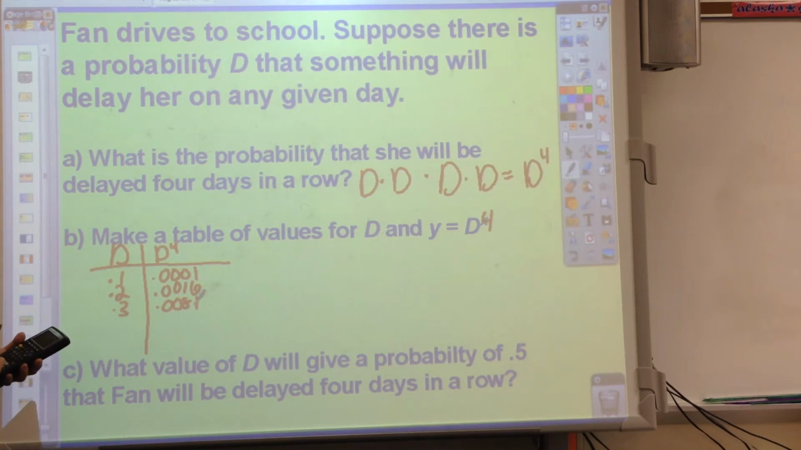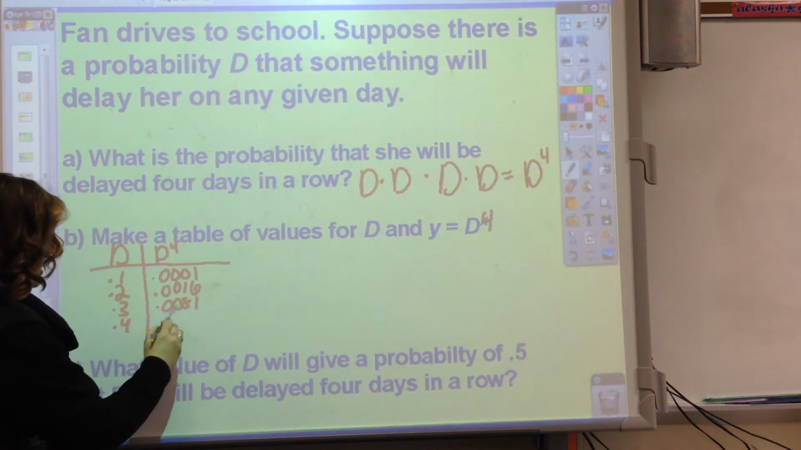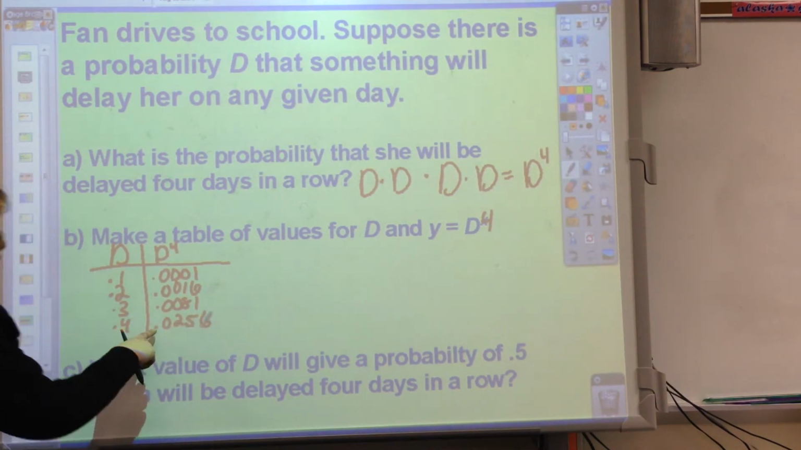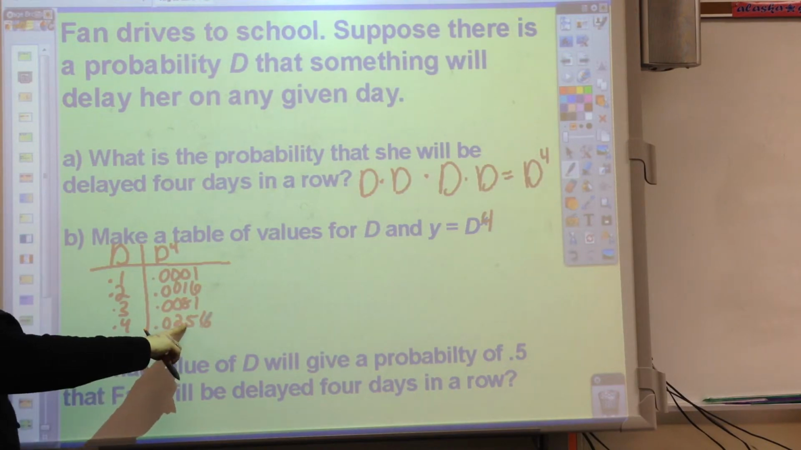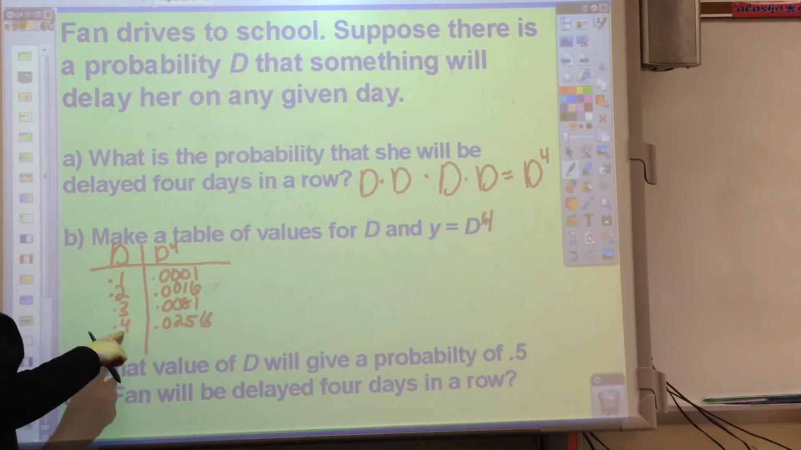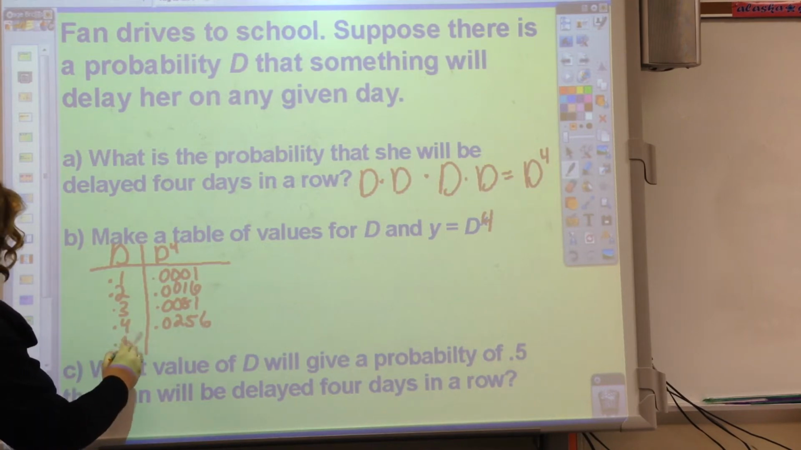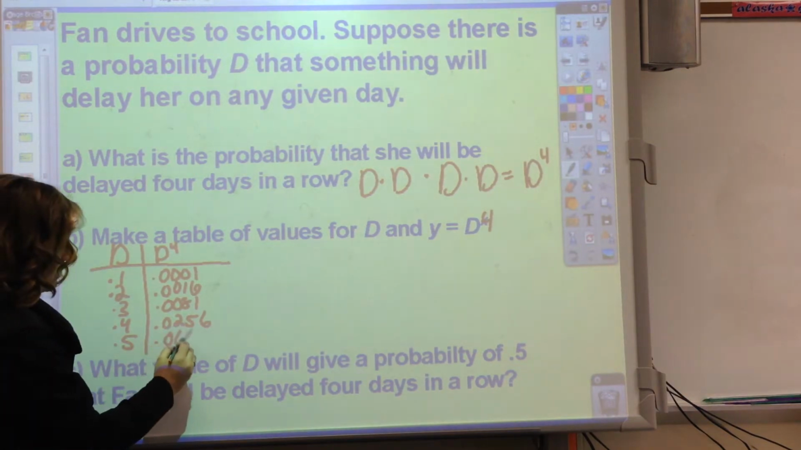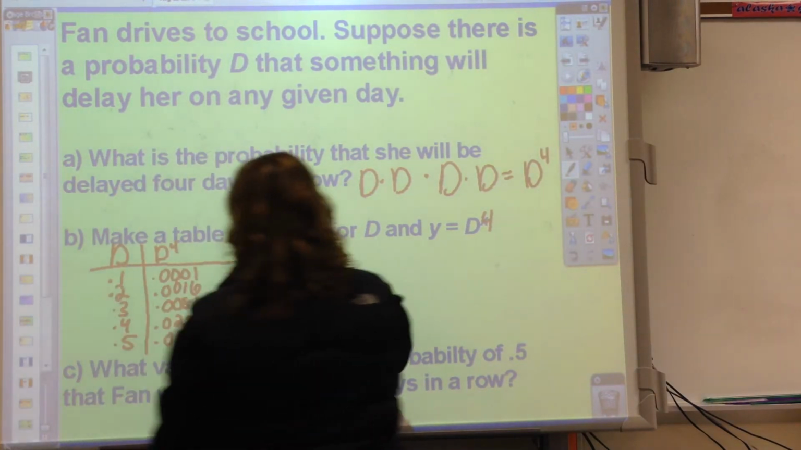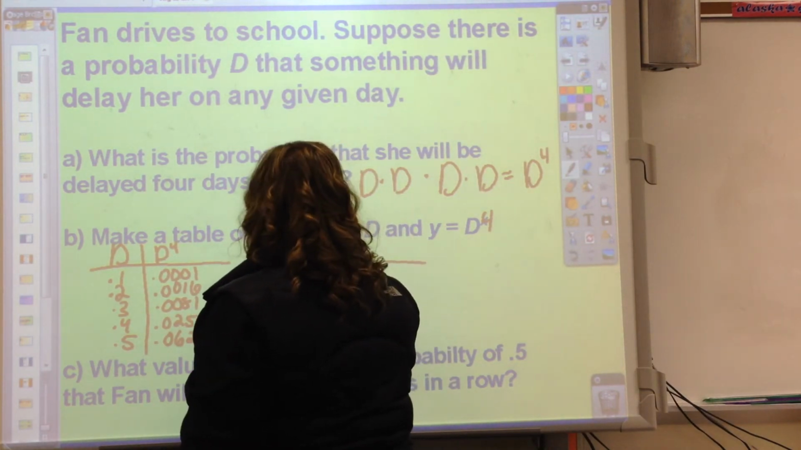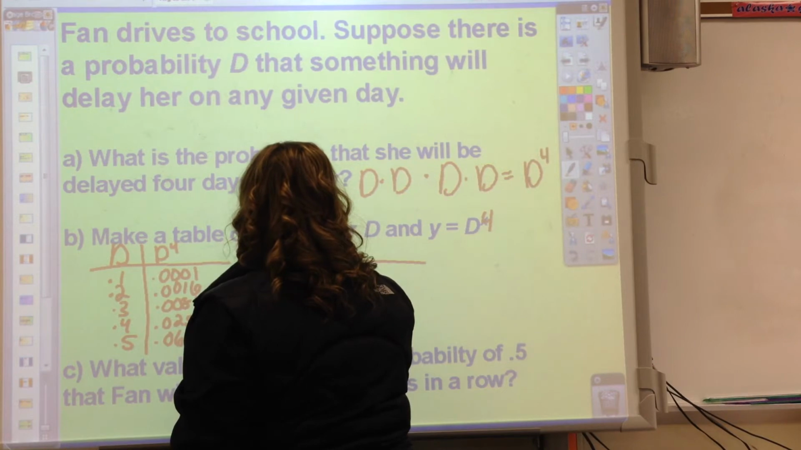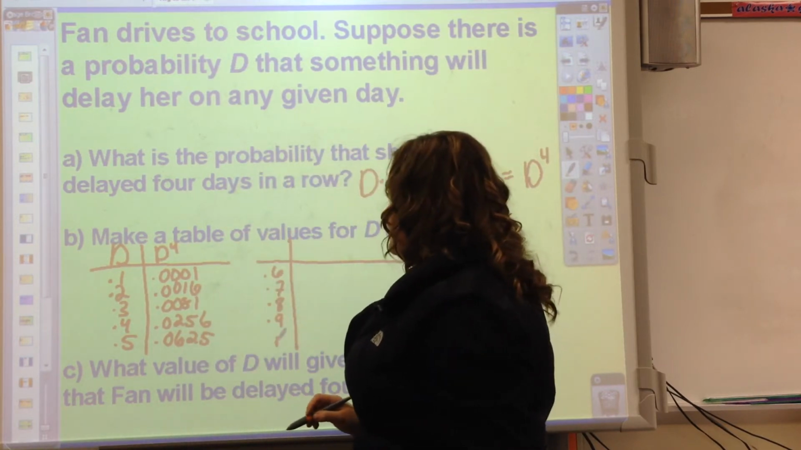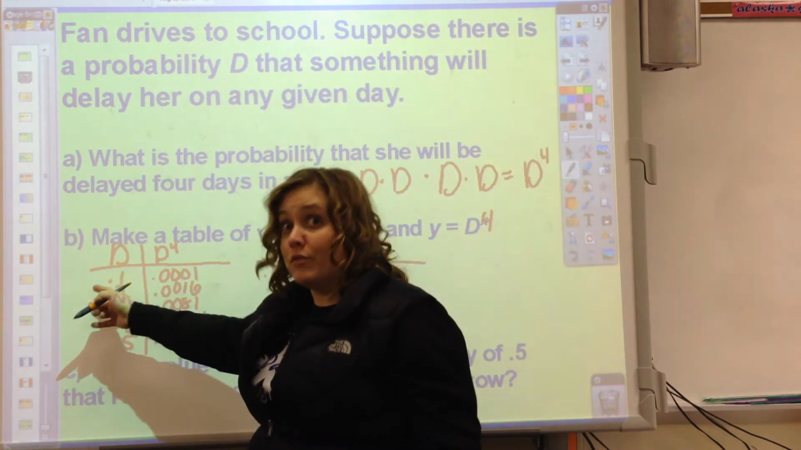0.4 to the power of 4 is going to give me 0.0256, which means that there's approximately a 3% chance that she is going to be late 4 days in a row if her probability is 0.4. Let's go to 0.5, and 0.5 to the 4th is 625, so now I get 0.0625. Let's continue my values over here for 0.6, 0.7, 0.8, 0.9, and 1. By the way, if her probability was 0, 4 days in a row would be 0, right?